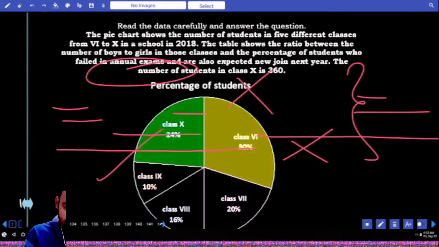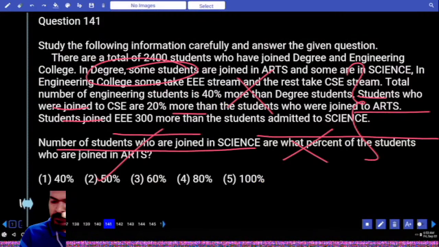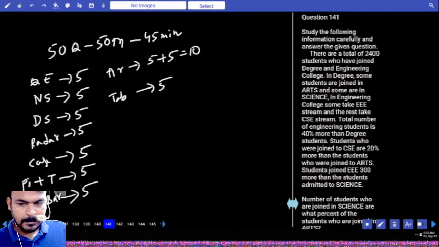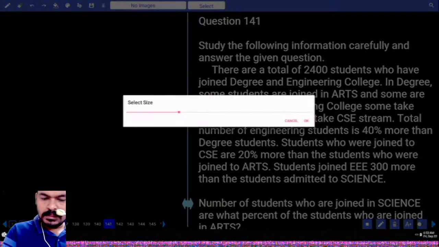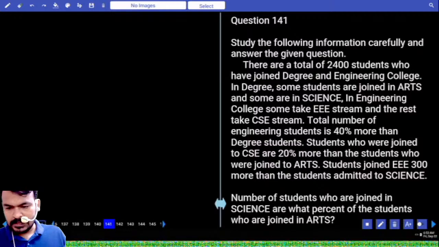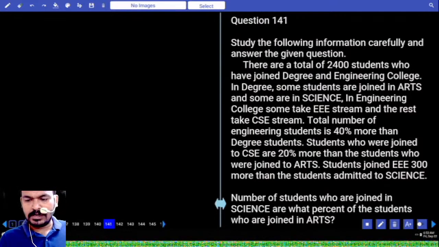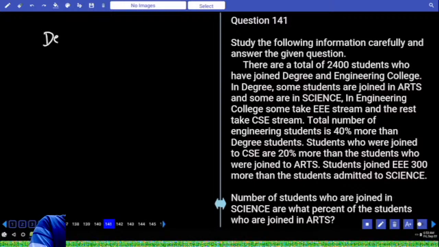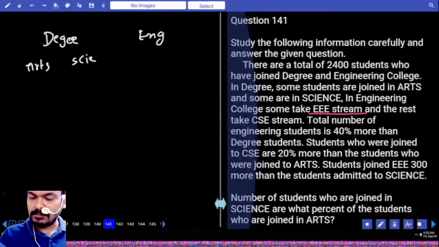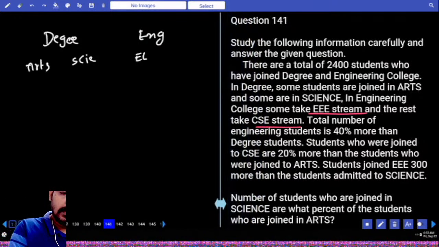Next, caselet, 141 to 145. There are a total of 2,400 students who have joined degree and engineering college. In degree, some students joined in arts, remaining joined in science. Next, in engineering, some took EEE, another one CSE.